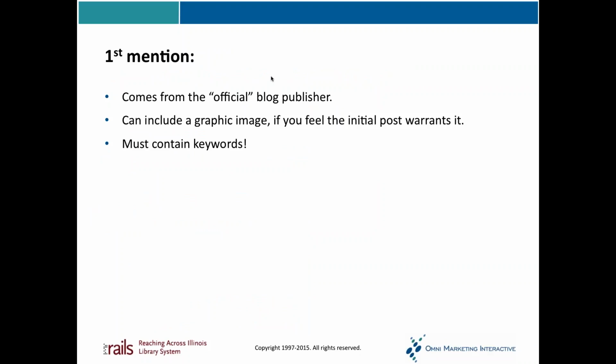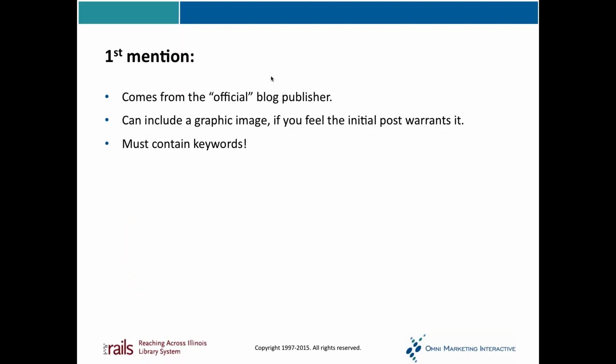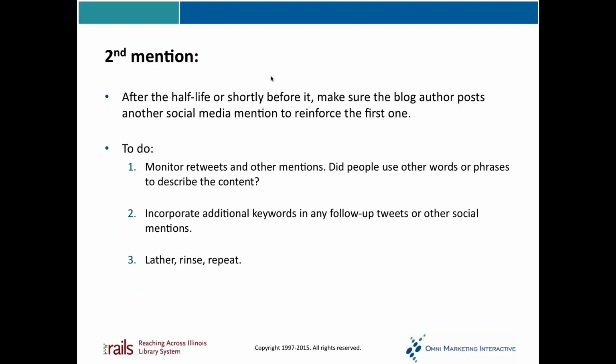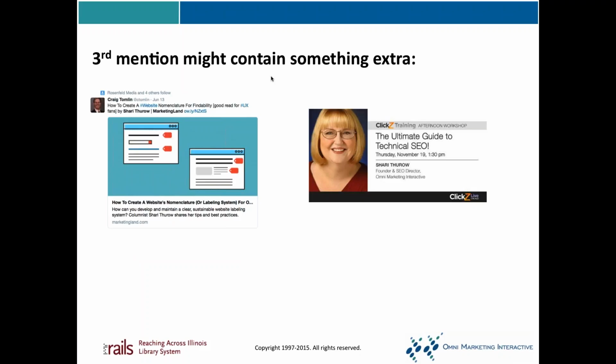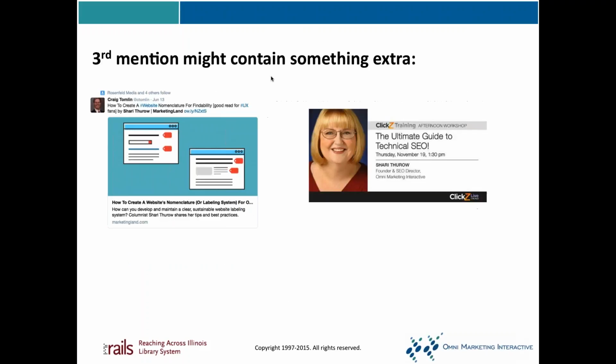First, from the official library posting, and wait the half-life. So when, let's say you're in Facebook, you'd wait 3 hours. Then you do the second mention. How did people respond to that first mention? Did something get liked because of a particular way of phrasing things? So if you have a subject tagline or a byline, or a sentence that has keywords but slightly different ones, put that in the second mention. And then the third mention, make sure there's something extra. So look at the half-life and do so accordingly.